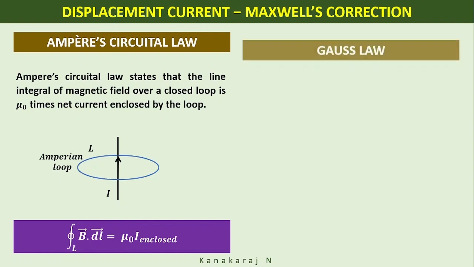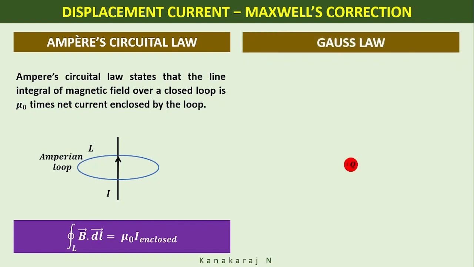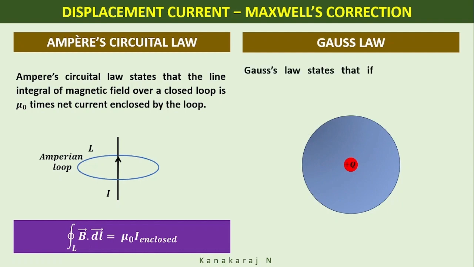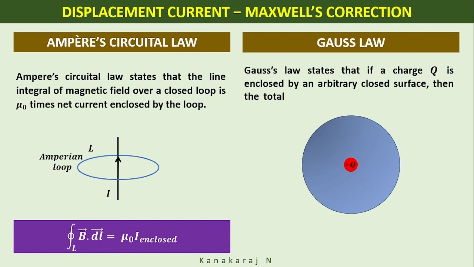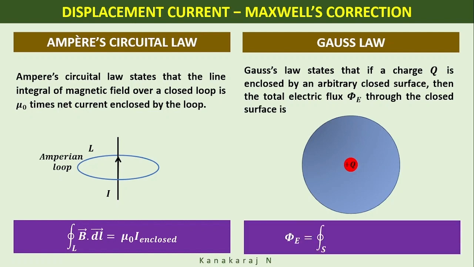Let us read Gauss's law. Plus Q is the stationary charge. Let us imagine a surface enclosing this charge. Gauss's law states that if a charge Q is enclosed by an arbitrary closed surface, then the total electric flux phi E through the closed surface is phi E equals integration over the closed surface of E vector dot dA vector equals Q enclosed divided by epsilon naught.